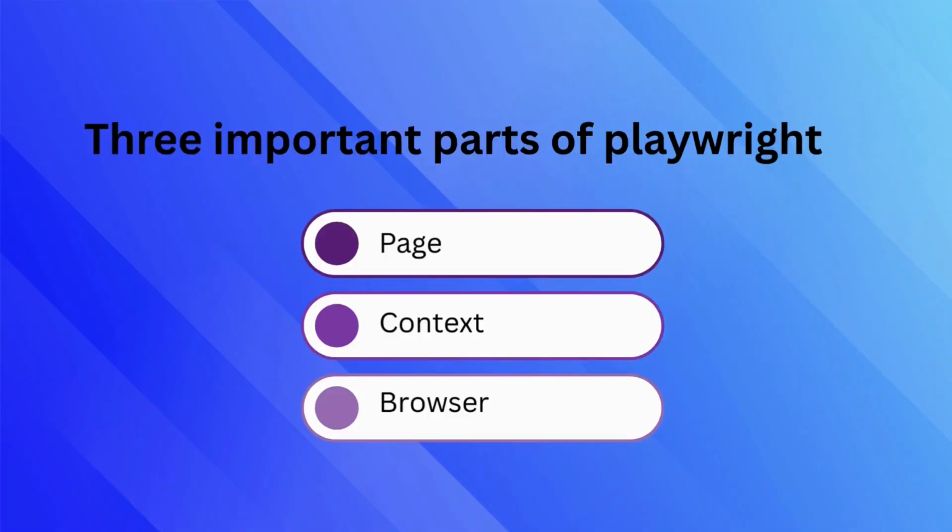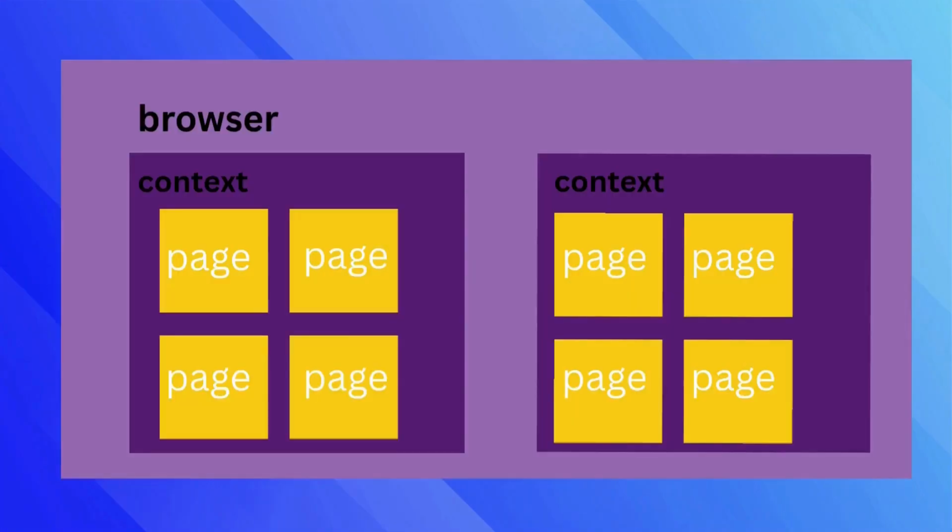Hi everyone. In this video, we are going to break down the three super important parts of Playwright: the page, the context, and the browser. Before we jump into the code, let's first understand how Playwright runs the tests. The test opens the browser, creates a context, which is equivalent to a profile. The profile creates pages, which are just like browser tabs.